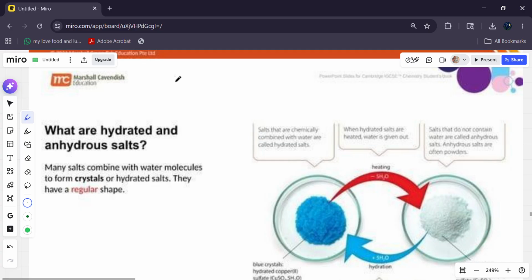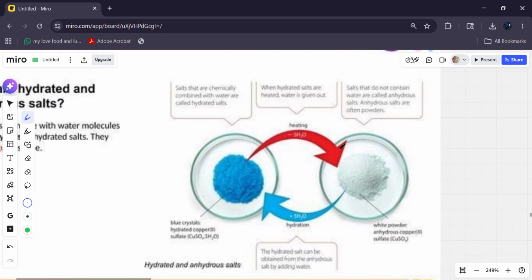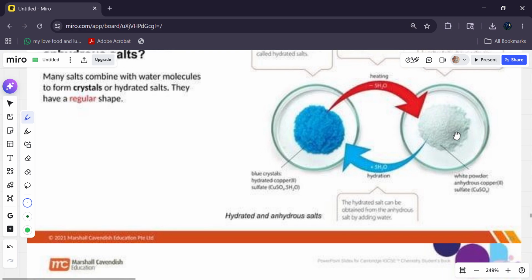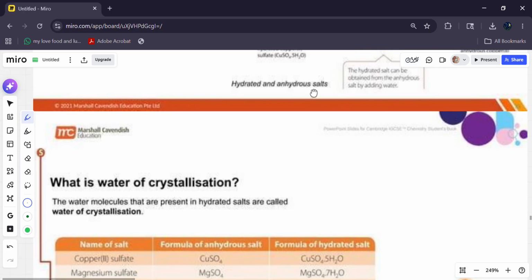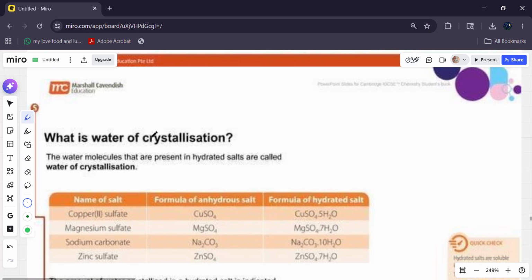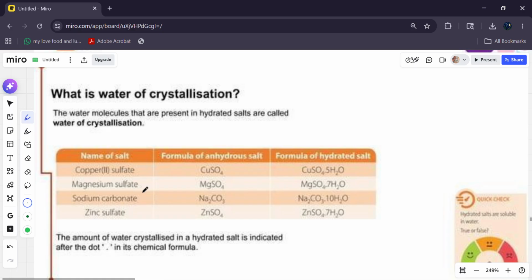As shown in the diagram, you can see that blue crystals, hydrated copper(II) sulfate, is a hydrated salt. When you heat it up, it forms a white powder, which is anhydrous copper(II) sulfate. This means there is no water anymore, and you can only hydrate it back by adding water to it. So those are hydrated and anhydrous salts. Now, what is water of crystallization? The water molecules that are present in hydrated salts are called water of crystallization. Examples are copper(II) sulfate, magnesium sulfate, sodium carbonate, and zinc sulfate.